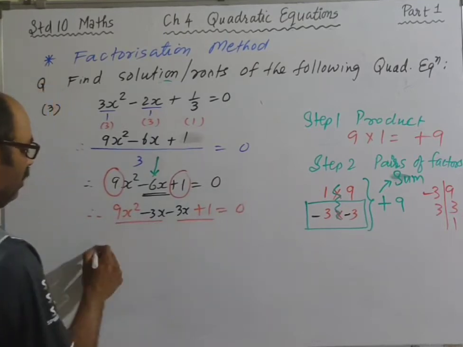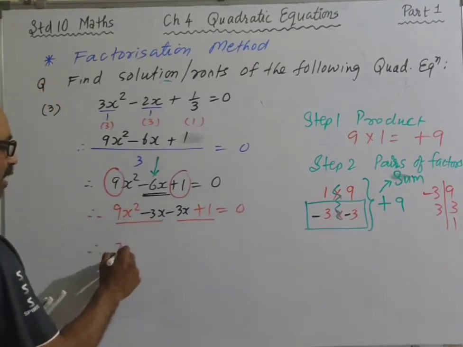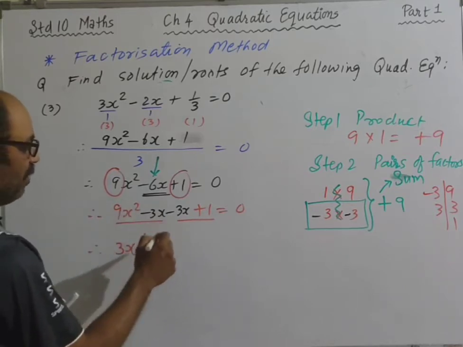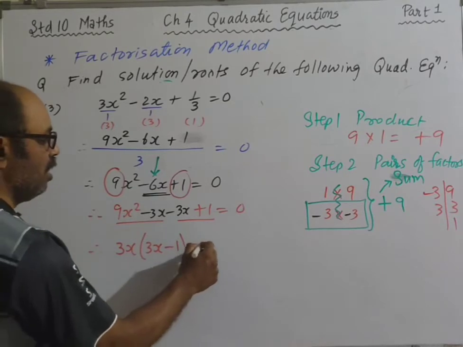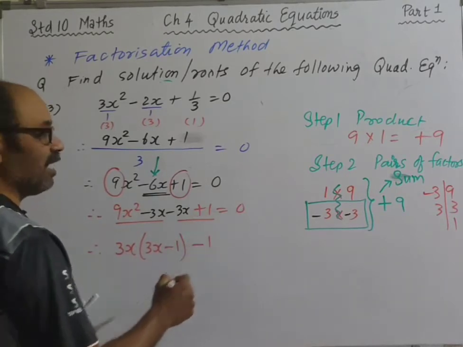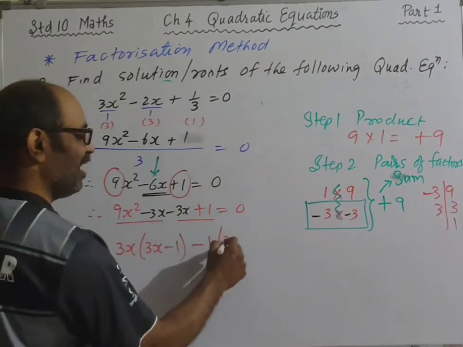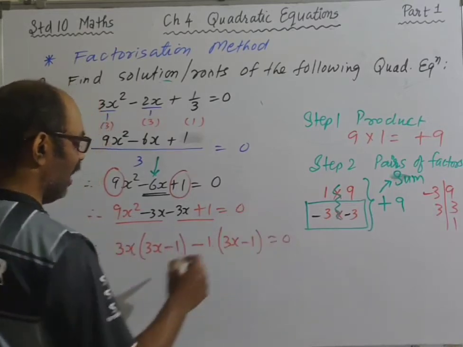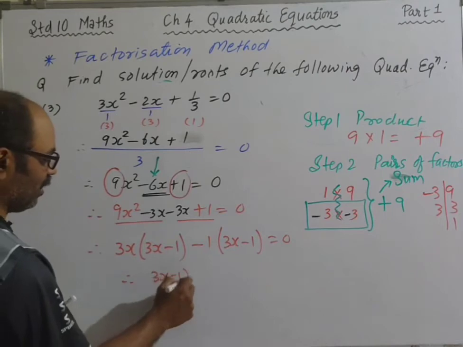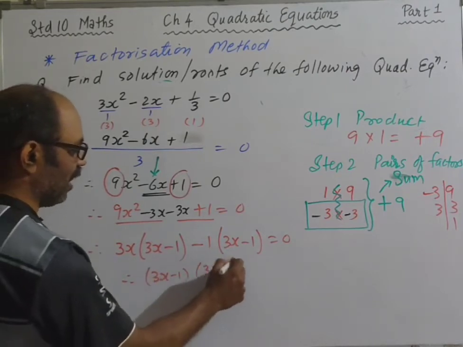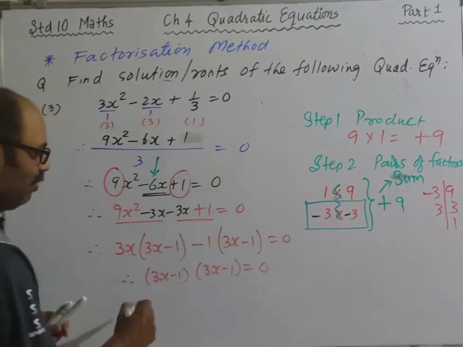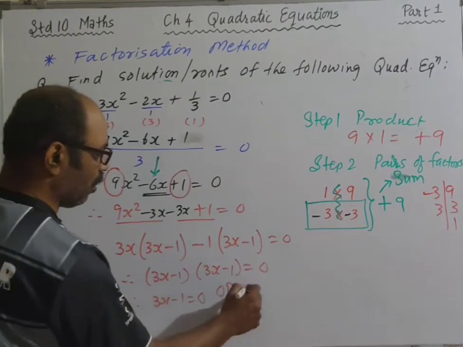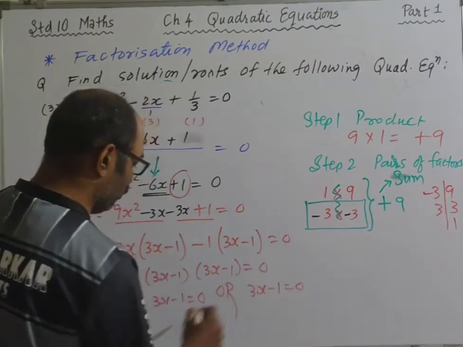Now take the pair. Therefore, what is common? 3 and x. 3 3s are 9x with minus. 3x is already common. 1 minus. Nothing is common except 1. So the same sign will change because of this minus. That's it. Therefore, (3x minus 1) into (3x minus 1) equal to 0.